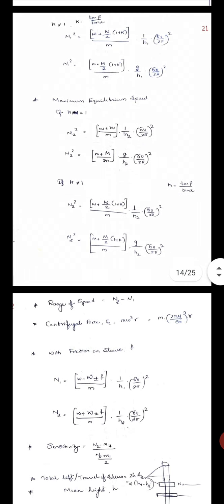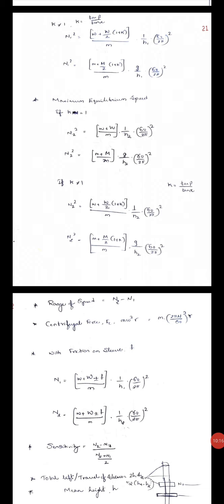Maximum speed when K equals 1, N2 square is W plus w by M into 1 by h2 into 60 by 2 pi, the whole square. When K is not equal to 1, N2 square is W plus w by 1 plus K into M into 1 by h2 into 60 by 2 pi, the whole square. Range of speed is N2 minus N1.